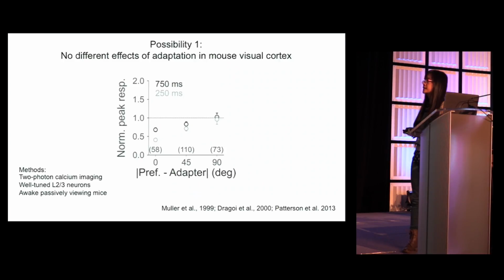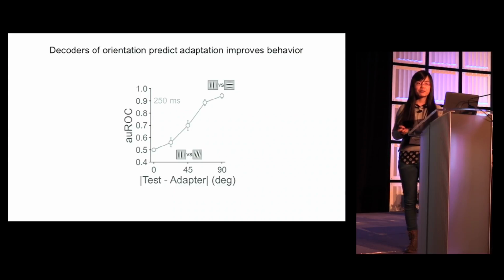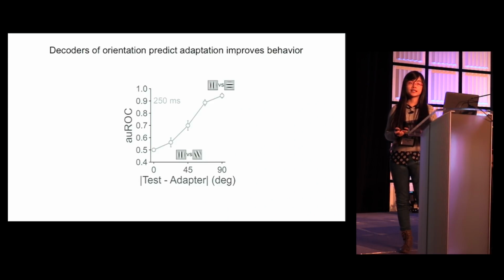Moreover, we fed this passive viewing data into an empirical orientation estimation model, which can estimate the orientation presented on screen on a trial-by-trial basis based on the activity of 10 to 15 well-tuned neurons that are simultaneously imaged.